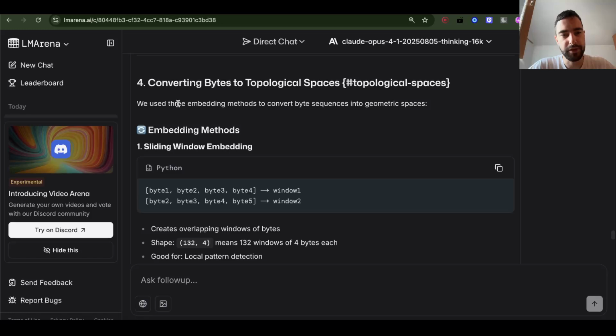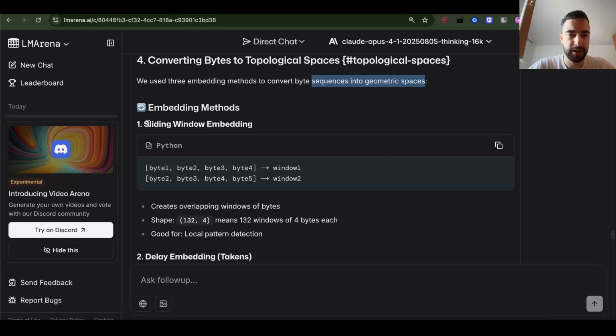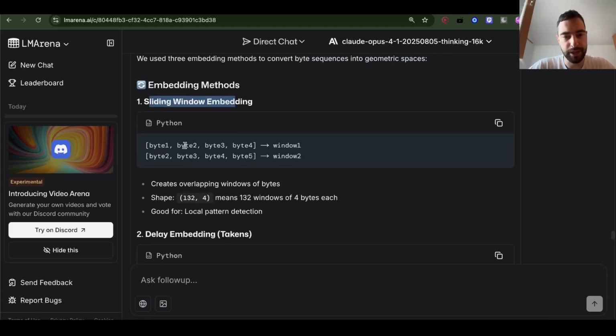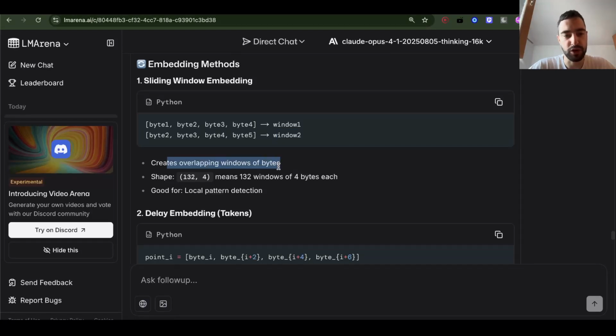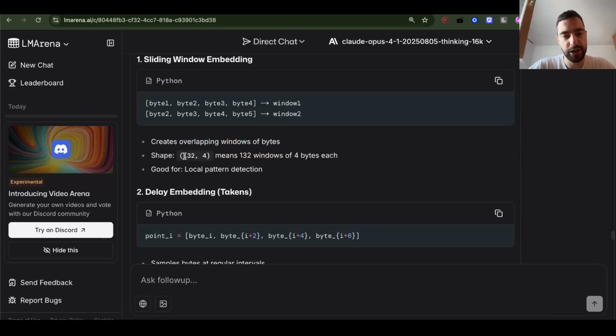We use 3 embedding methods to convert byte sequences into geometric spaces. First is sliding window embedding. So bytes 1, 2, 3, 4 into a single window, then bytes 2, 3, 4, 5 into a single window, etc. It creates overlapping windows of bytes. Shape is 132 by 4, meaning 132 windows of 4 bytes each. Good for local pattern detection.